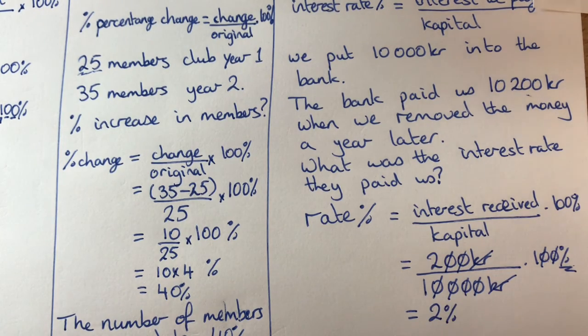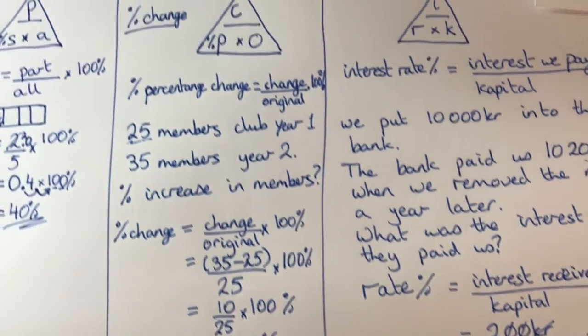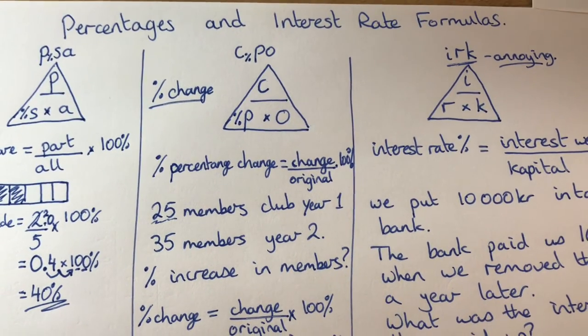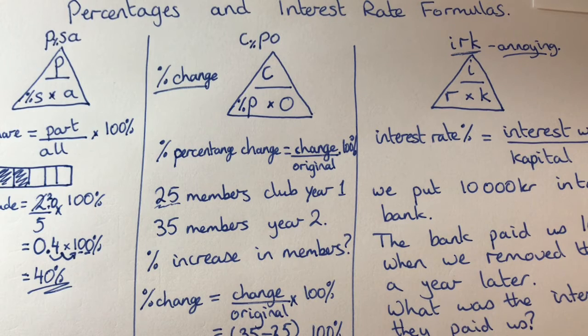So the interest rate that the bank offered us for taking care of our money for a year was that they paid us 2% of our capital. If you need to borrow money from a bank, you need to pay a lot more interest back than that. But here are 3 ways of using these formulas in fairly simple ways.